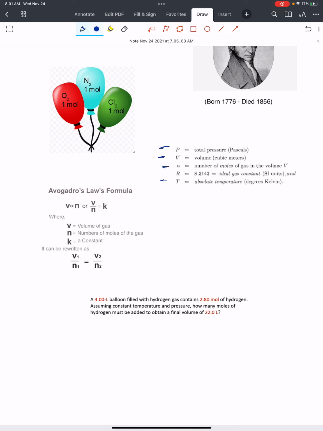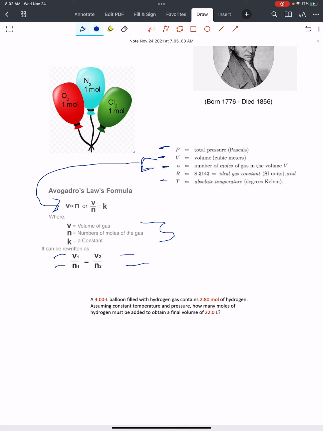Now, Avogadro's law is more concerned with volume and the amount of moles. And what this is basically saying, if we rewrite this, is volume is directly proportionate to the number of moles. So with these three factors, it can be rewritten or therefore calculated by V1 over N1 equals V2 over N2.